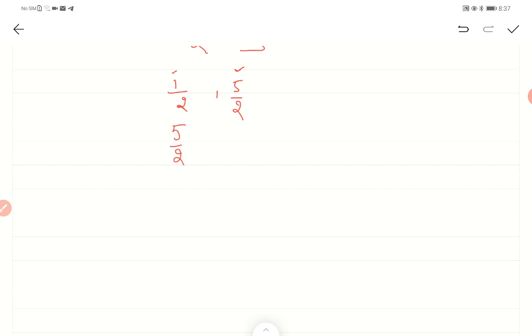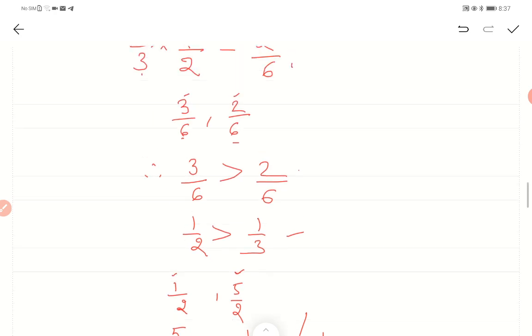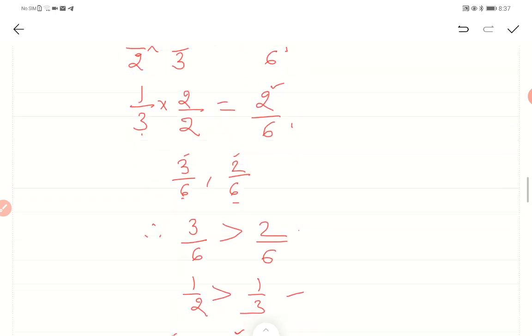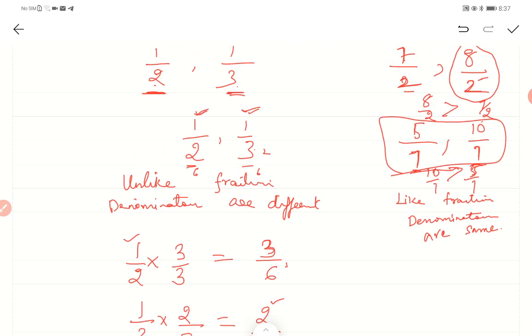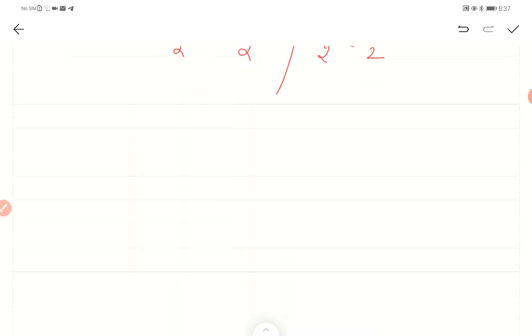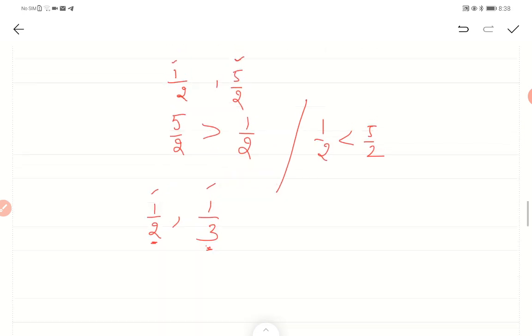So 5 by 2 is greater than 1 by 2, or you can say 1 by 2 is less than 5 by 2, isn't it? In the above example, both numerators are equal, so you can compare directly. Now let's go to the comparison of denominators. The denominator which is greater gives the lesser number. Here it is opposite; for numerators, the numerator which is greater is the bigger number.